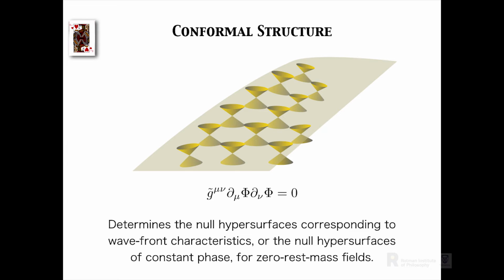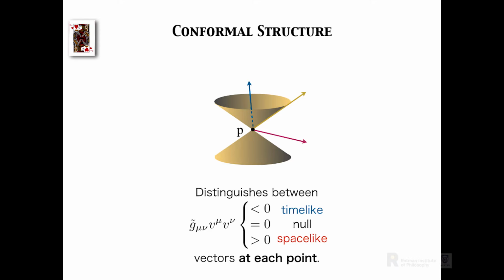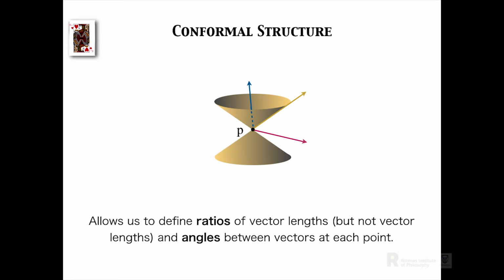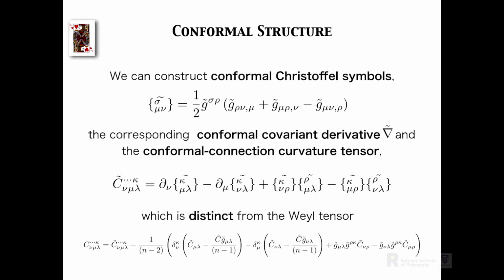Well, it determines the null hypersurfaces corresponding to wavefront characteristics, or the null hypersurfaces of constant phase for zero rest mass fields. John Stachel forbids me to talk about zero rest mass particles. He thinks that waves are more fundamental for the massless cases. But essentially it determines the causal structure of space-time. It allows us to distinguish between space-like, time-like, and null vectors at a point. It allows us to define and compare ratios of vector lengths at a point and angles, but not the lengths themselves. And we can also use it to construct something called conformal Christoffel symbols, which is just like the regular Christoffel symbols, but they're made out of the conformal metric. You can define a conformal covariant derivative, and you can also define a conformal connection curvature tensor, which is distinct from the Weyl tensor.